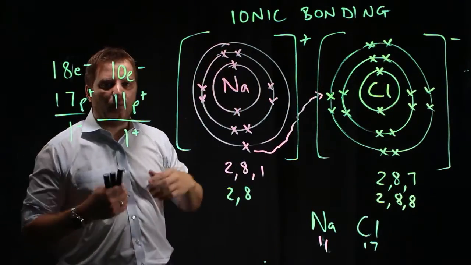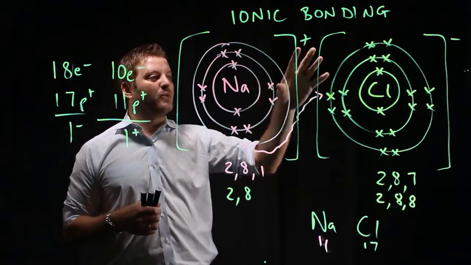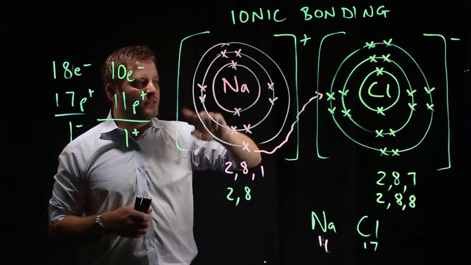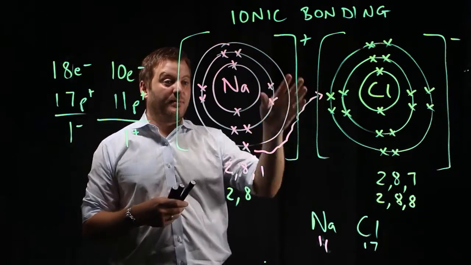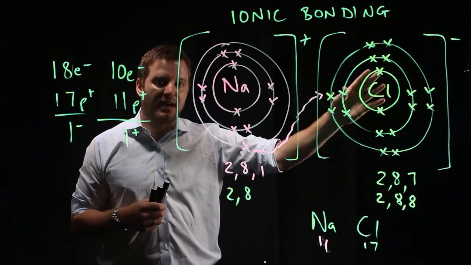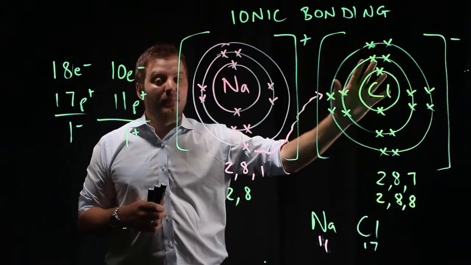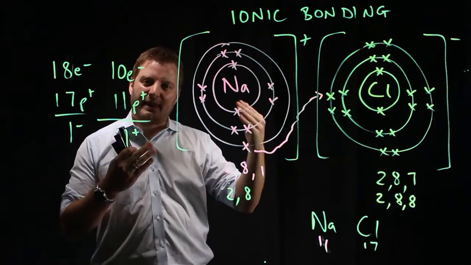Now, because of how the charges work, positive and negative are attracted to each other, and that is what forms the bond between sodium and chlorine. And so it becomes a sodium ion and a chlorine ion, positively charged and negatively charged. And that's a rule for life: metals are always going to be positively charged, non-metals are always going to be negatively charged, and we can work that out from the periodic table.